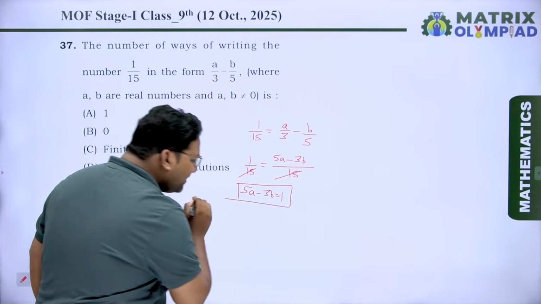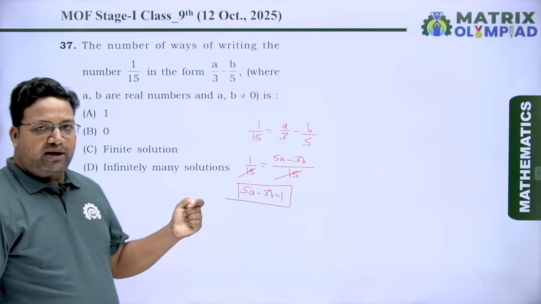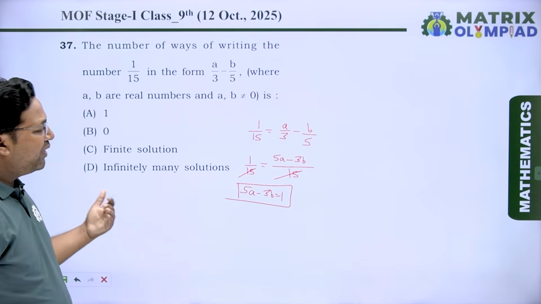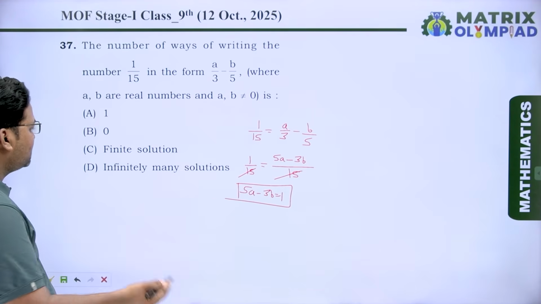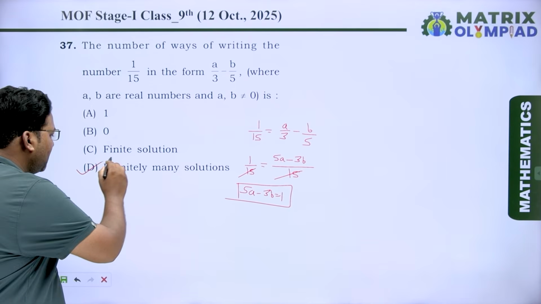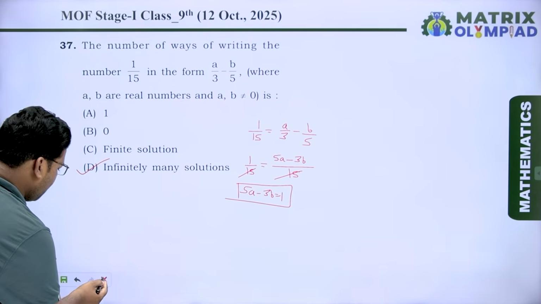So here you can see it is one linear equation in two variables, and if one linear equation is given, then there are infinitely many solutions. So option D will be the right answer. Now coming to the next question.